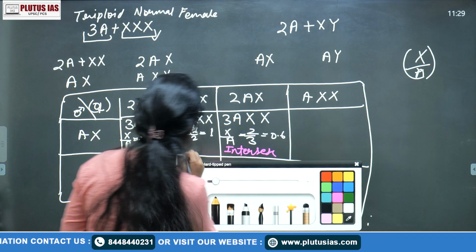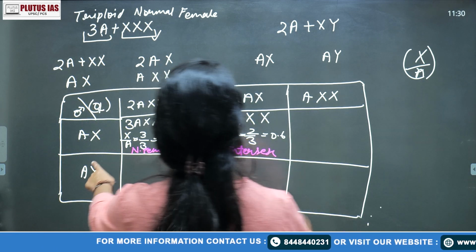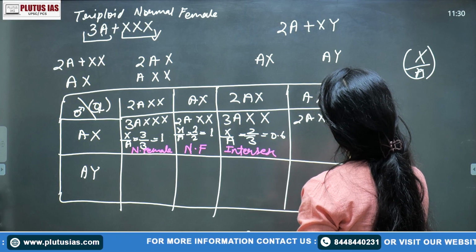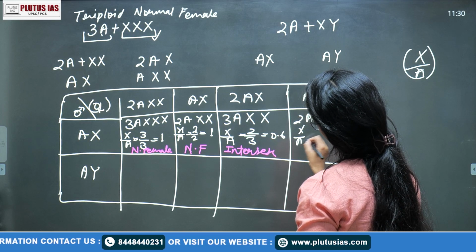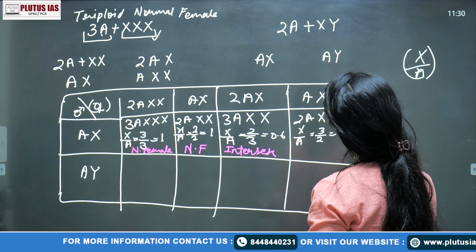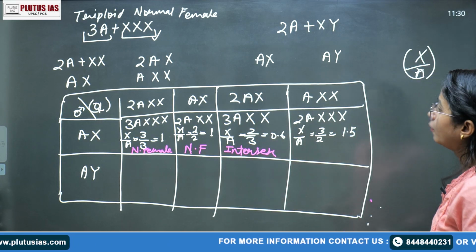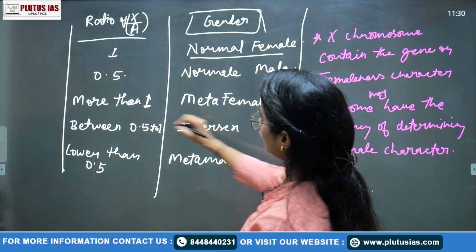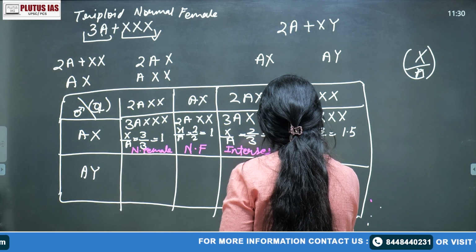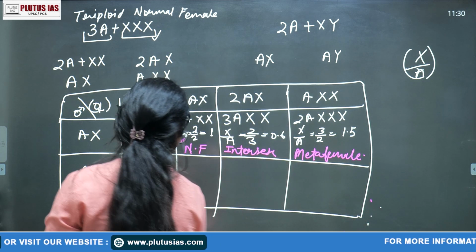Okay, fine. This is also your normal female. Here again, 2A and triple X, right? So the X upon A ratio will be 3:2, that is 1.5. Which kind of sex will it be? It will be your meta female, right? More than 1 it is your meta female. So from here we can say this is your meta female.